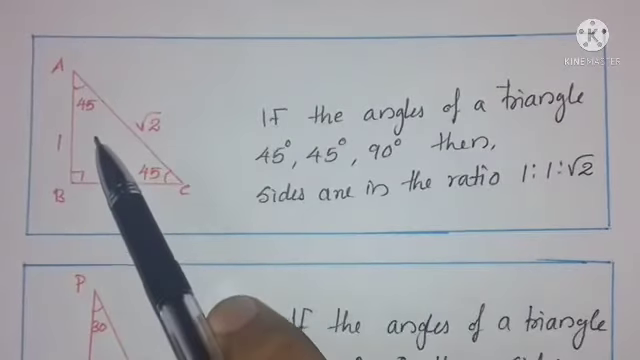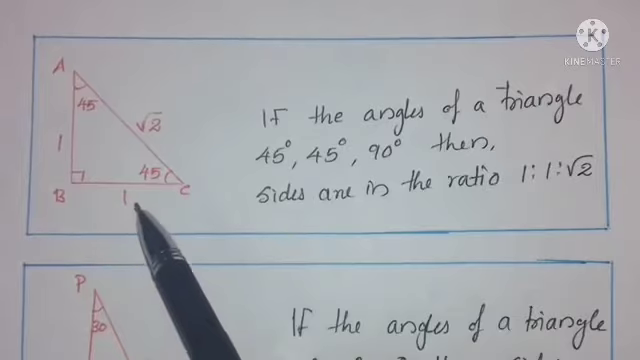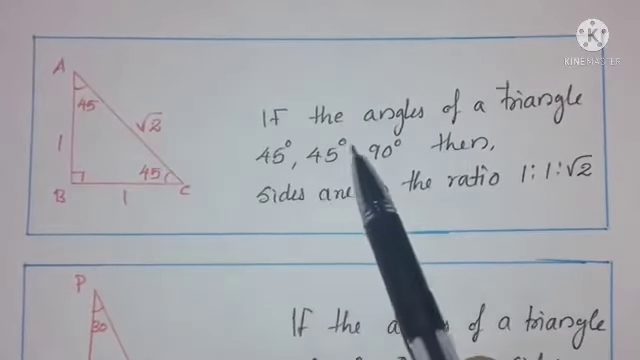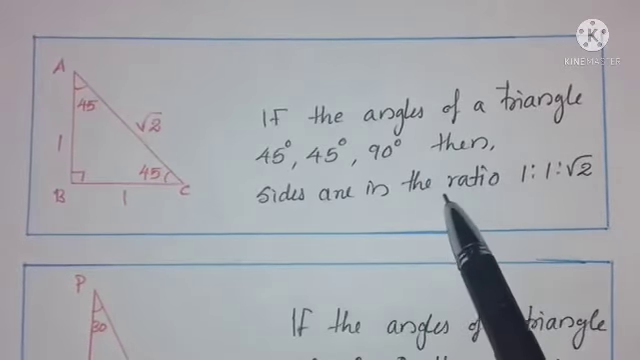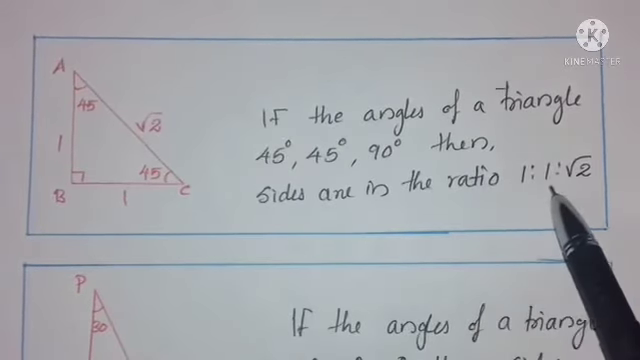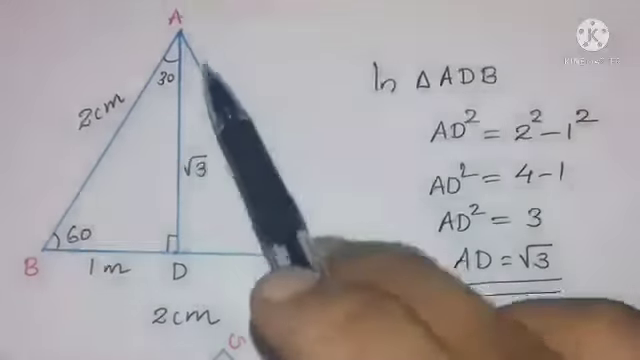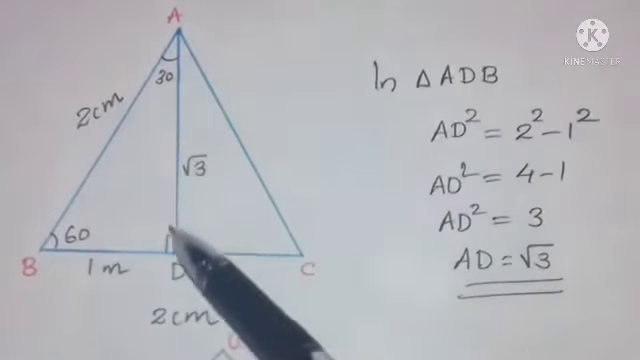In a right angle triangle with angles 45, 45, 90, the ratio of the sides will be 1 is to 1 is to root 2. That is, if the angles of a triangle are 45 is to 45 is to 90, then the sides are in the ratio 1 is to 1 is to root 2. This is the important point. Please note that.